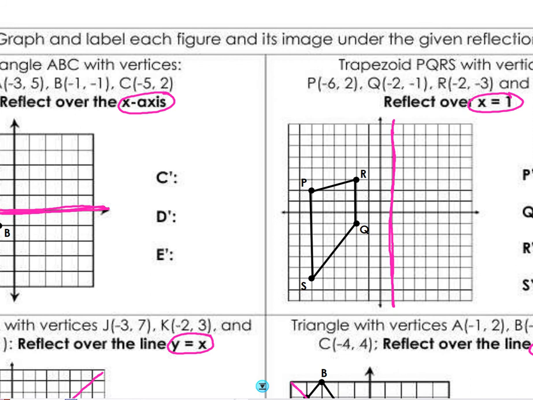Alright, so all we're going to do here is go through and see how far away each letter is, and we want to go to the opposite side. I'm going to start with B because it's the easiest one. B is one notch below, so I'm going to go one notch above. That's B prime. Now I'm going to do the same thing with C. C is 2 above, so I need to go 2 below. And then A is 1, 2, 3, 4, 5, so I'm going to do the same, 1, 2, 3, 4, 5. And that's A prime. Now we've done it.